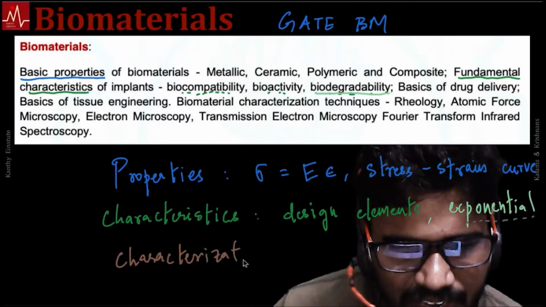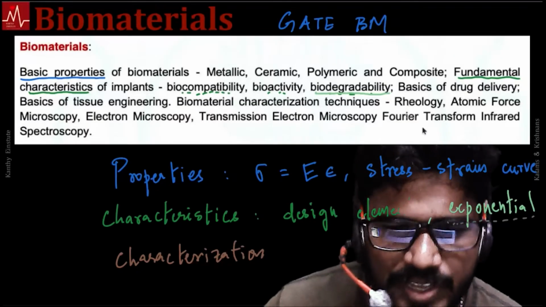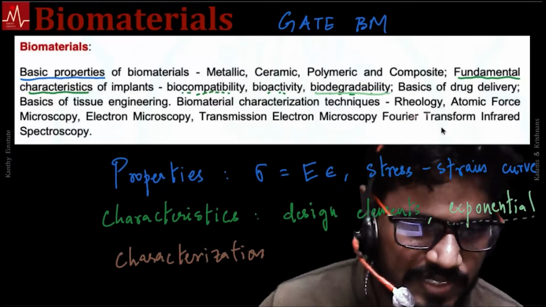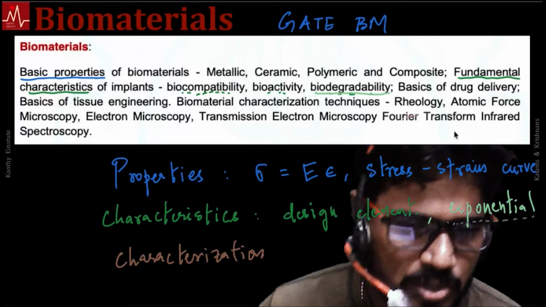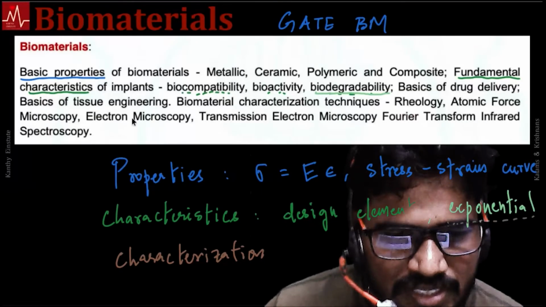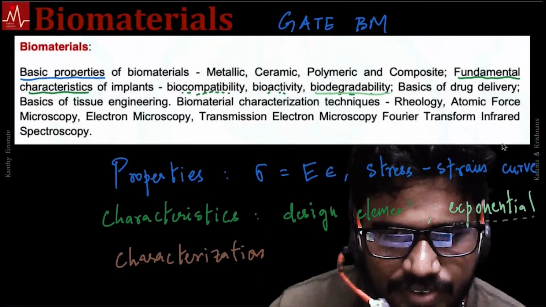Characterization techniques. And again, this is an ocean. Fortunately, they have mentioned a couple of techniques over here, and they also seem to stick to those techniques. What is given here can be atomic force microscopy. And then there is electron microscopy, transmission electron microscopy, and then there is FTIR, right?